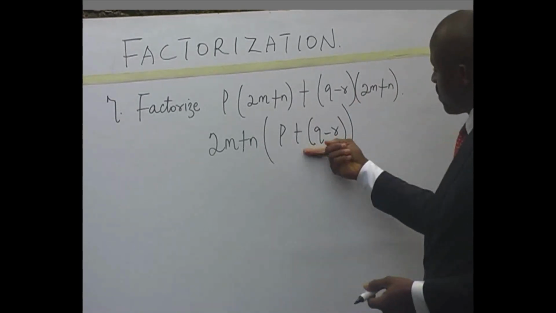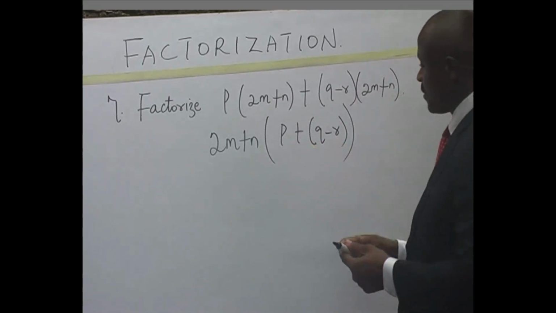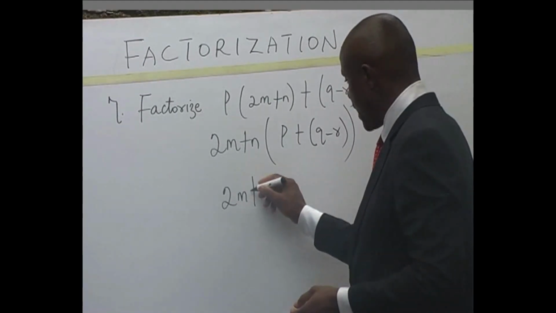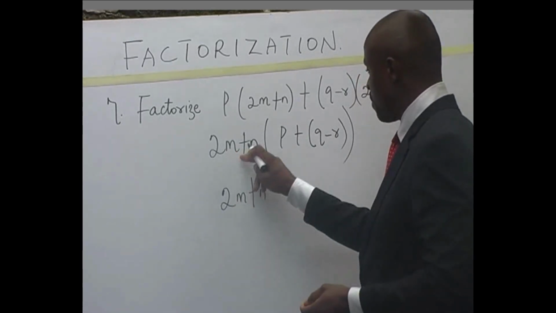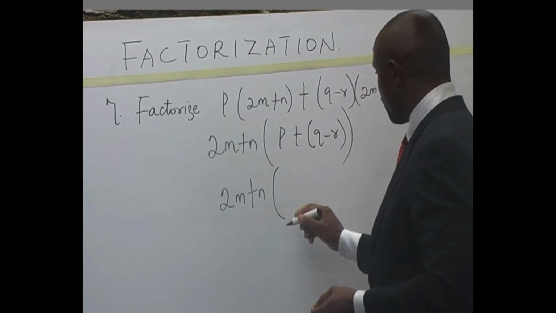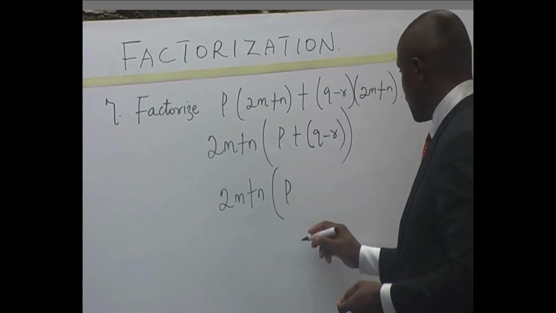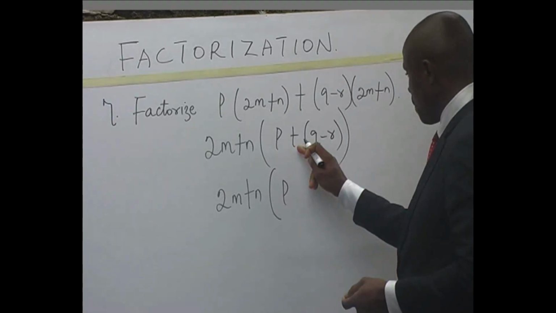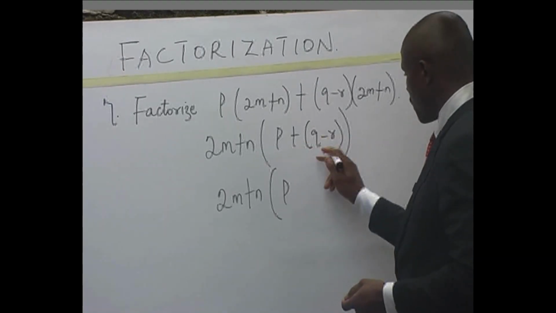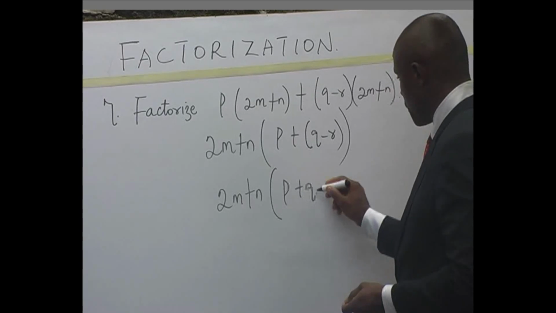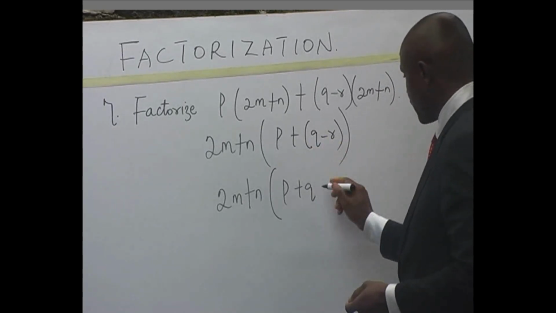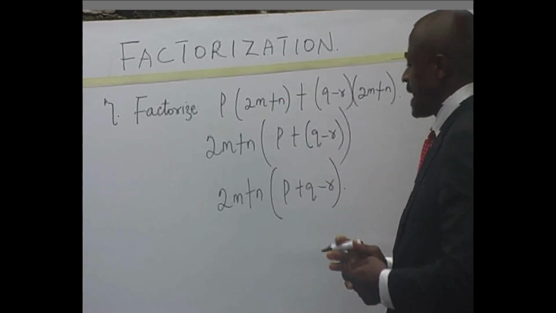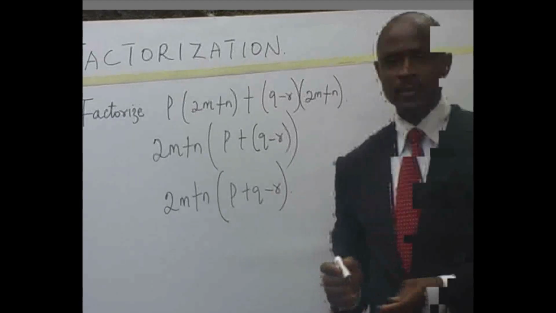Now you are going to remove this bracket so that you have a more simplified term inside there. Let's take 2m plus n, open a bracket, p. Use plus to multiply all the things you have inside the bracket. You have plus times plus q, we leave you with plus q. Plus times minus r, we leave you with minus r. That's the end of the factorization.